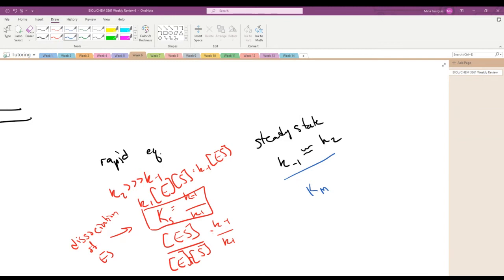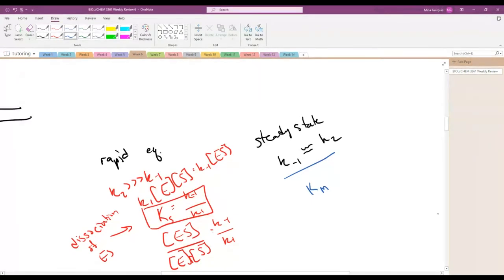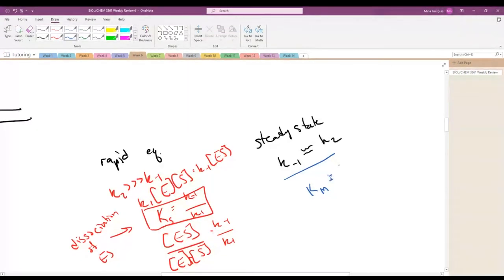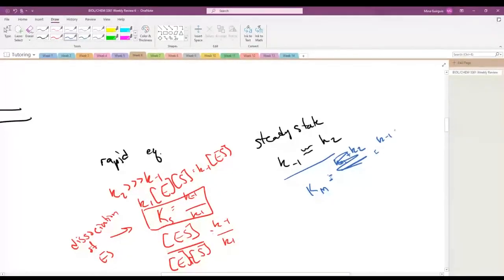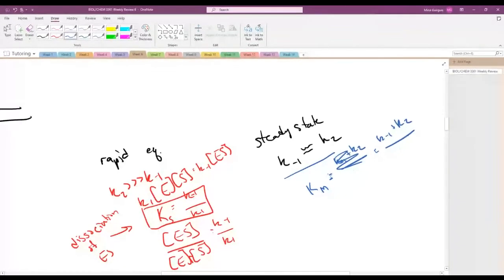So the Michaelis constant is equal to K1. No. See, this is me flipping it again. K-1 plus K2. That's a -1. I'm just going to redraw that. K-1 plus K2 over K1.